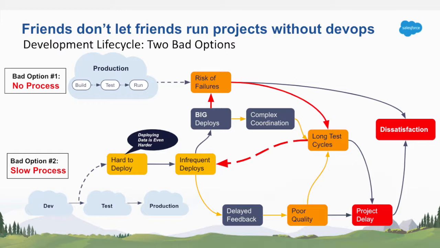So everybody wants to make friends, right? Win friends and influence people. You lose a lot of friends, right? When you develop in production, you get dissatisfied users, you get people who don't trust your judgment anymore. And so we want to move away from making changes in production. So you move to this slow process. You develop in a sandbox, move to testing and so forth.